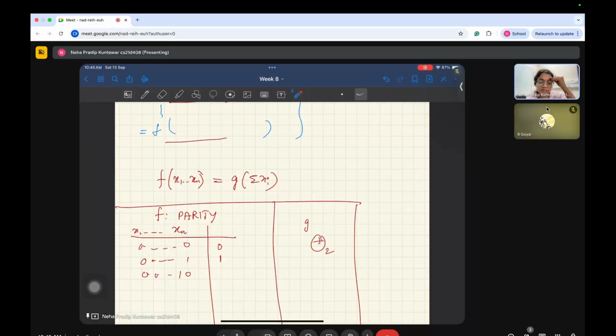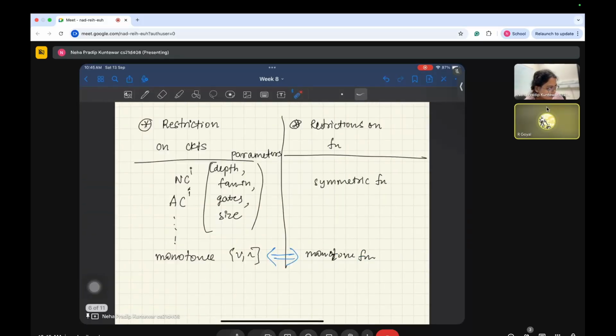Did you ask something? Sorry, I forgot. Was there a question? No, no. I got the clarity on this. Yeah, I was asking whether such a g function exists. And then, that was a monotone function, right?